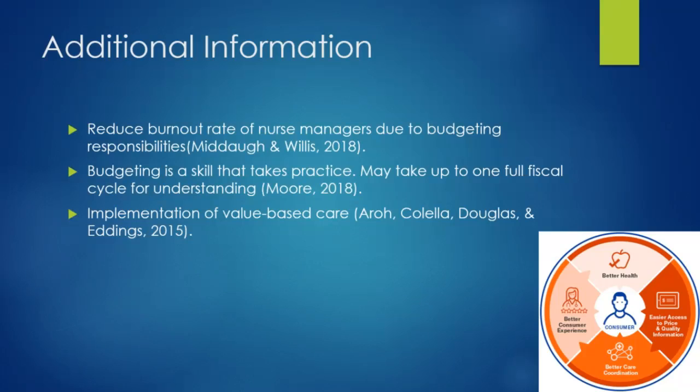Budgeting is a skill that takes practice. It may take up to one full fiscal cycle for understanding. It's not just allocating resources and monetary values. Keeping in mind staffing ratios and FTEs are important. Poor staffing ratios may make turnover rates increase, and this can cause unfavorable variances in the budget for the fiscal year. The nurse manager should also look to implement value-based care.